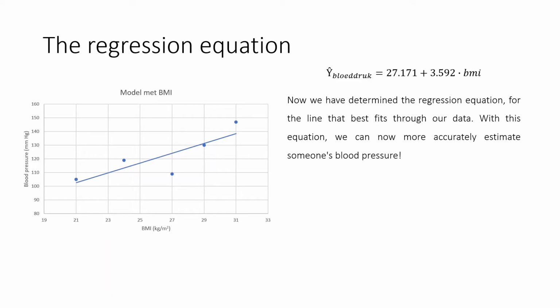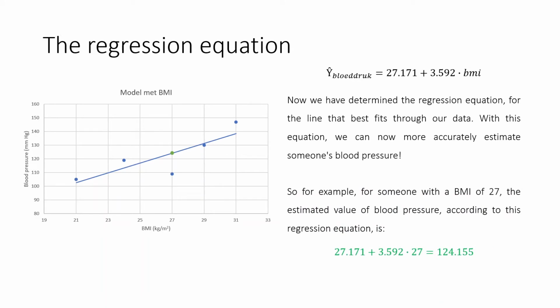But with this equation, with this linear function, we can now much more accurately estimate somebody's blood pressure. We can much better estimate blood pressure than we did earlier, where we just had the mean of blood pressure as our best guess. Now we just need to figure out somebody's BMI, plug it into the equation, and we can estimate with more accuracy their blood pressure, which I did in this case for somebody with a BMI of 27. We can plug in the numbers, 27.171 plus 3.592 times 27, the BMI, results in an estimated blood pressure of 124.155.